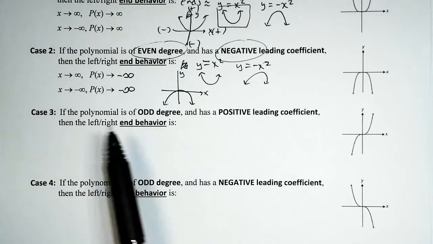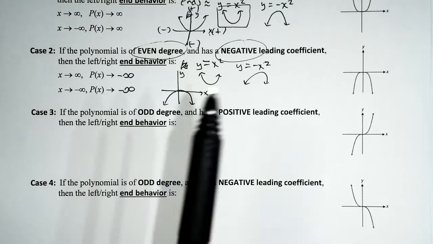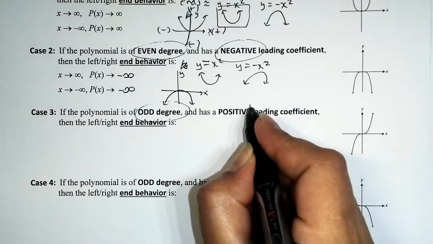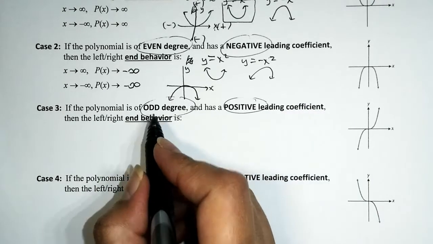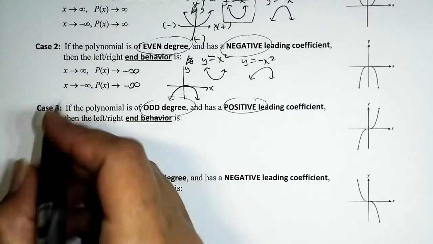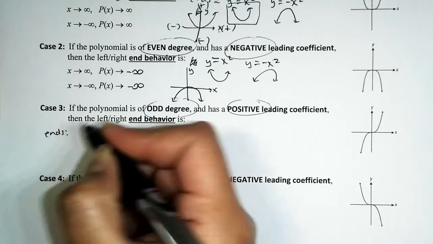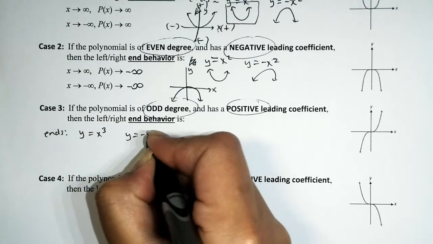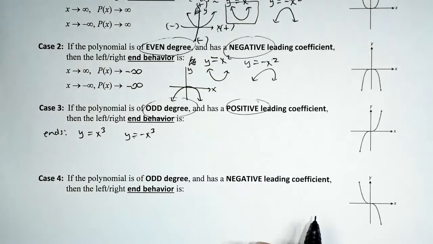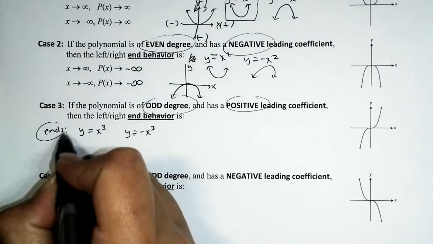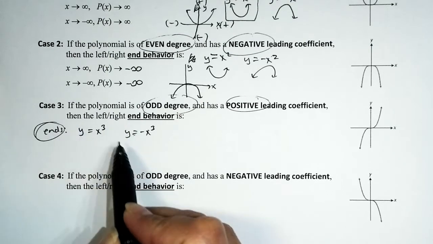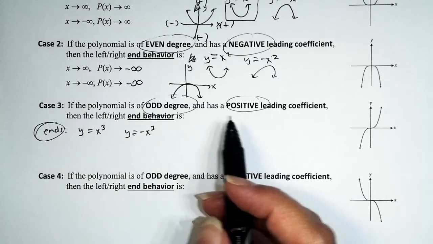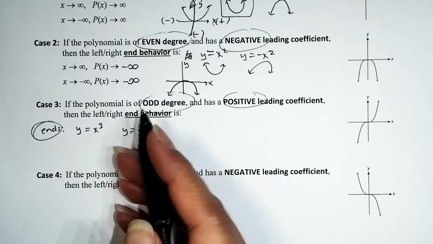Now, what if we have a polynomial of odd degree with a positive leading coefficient? First of all, if we have a polynomial of odd degree, then the ends are going to behave like the cubic function. Let me put both case scenarios, when we have a positive and a negative leading coefficient. The number of hills and valleys is a different situation, but the ends are going to behave like the cubic functions.